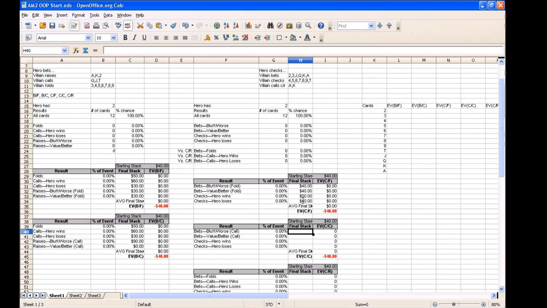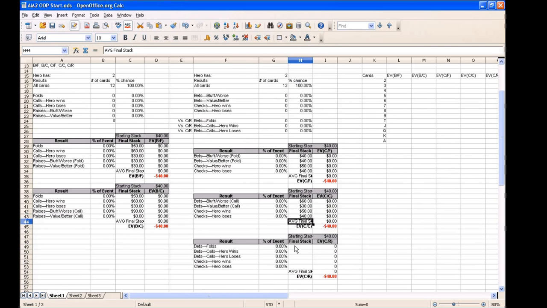If we check, he bluffs, we call and win, we get our 40 plus the 10 in the pot plus the 10 that he bet, which is 60. If we call and lose, we're at our starting 40 less 10. When he checks down, we win, again, 50. When he checks down and we lose, still 40. Now this is the check raise table.